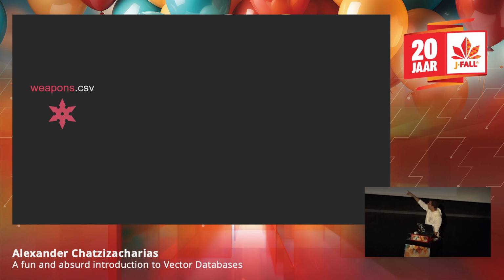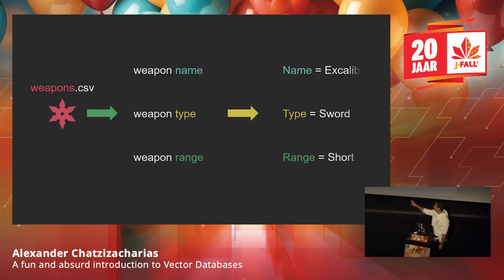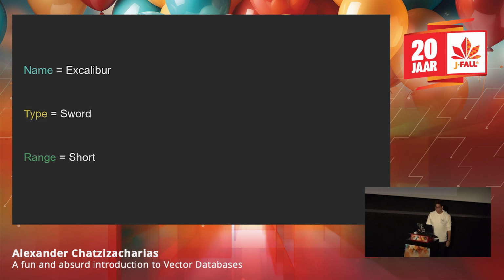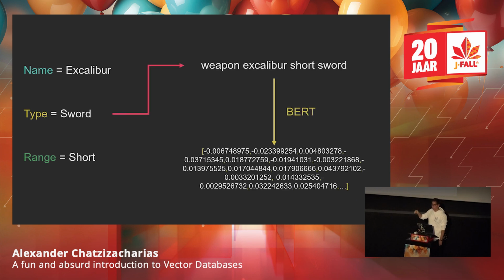So we have a small CSV file. And these are basically the 3 properties of our weapons: the name, the type, and the range. So for example, Excalibur, the type is sword and the range is short. And once we insert this in the database, basically it removes the property names. You can choose to keep the property names, but here we choose to remove them. It will lowercase everything, and you're going to get weapon, Excalibur, short, sword. And that string is going to go through a BERT model. And it's going to be vectorized, as you see down there, and it's going to have 384 dimensions.